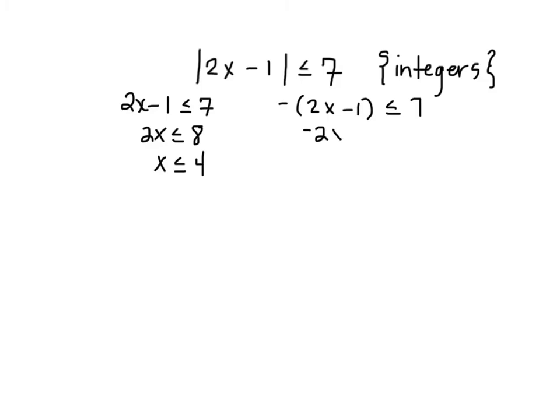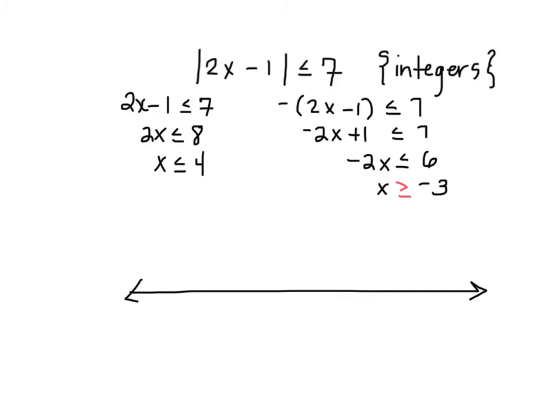So -2x plus 1 less than or equal to 7, subtract 1, divide by -2, and my inequality flips, and this becomes -3. Okay, so let's graph this on a number line. I want -3, I want 0, and I want 4. And initially, I want everything that's less than 4, and I want everything that's greater than or equal to -3. Less than or equal to 4, sorry about that.